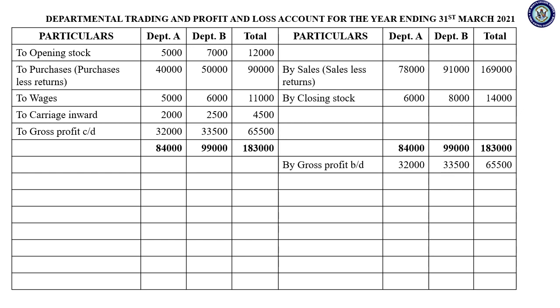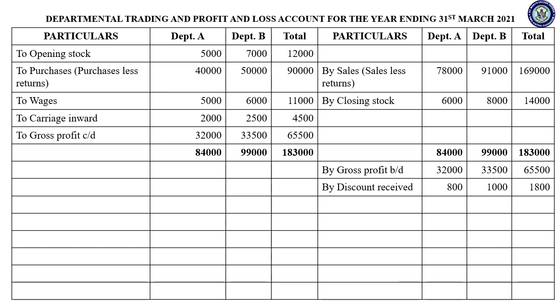So opening stock is a trading account. We recorded purchases, sales return, purchase return, wages, carriage inward, everything is done. The next item is the discount received. Now discount received, you are receiving the benefit, means that is your income. So you write by discount received, and the 1800, that is the total figure. So you write 1800 in the amount column. Okay, before allocation you just write by discount received 1800 in the amount column.